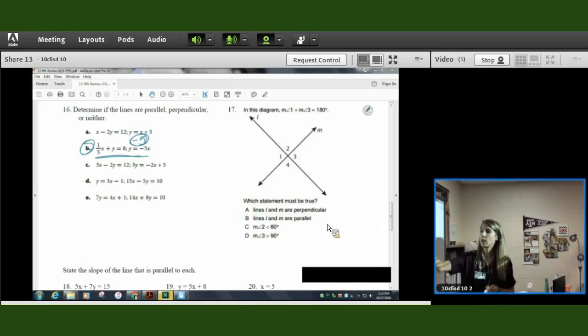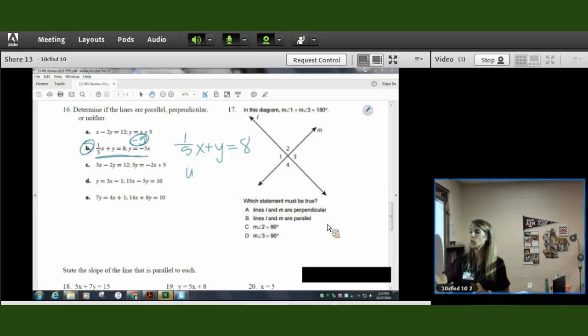Now this other one is not in y equals form, but it's only going to take one step to get there. What's that one step? Minus 1/5 x from both sides. Y equals negative 1/5 x plus 8. What is the slope of that line?